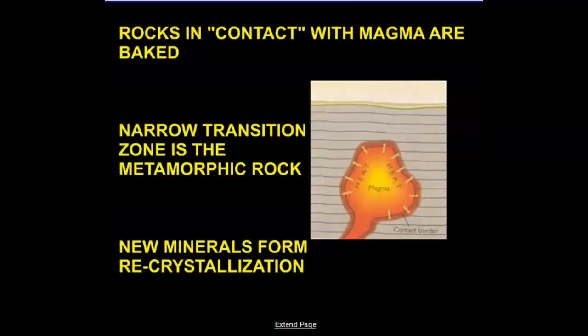This slide summarizes what happens. Magma in contact with the surrounding rock bakes or recrystallizes the rocks in a narrow transition zone, kind of marked by the yellow tick marks or arrows. Where the yellow tick marks are is where the metamorphic rock forms. These rocks are not foliated.